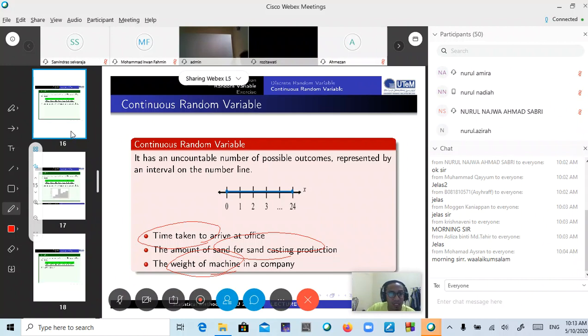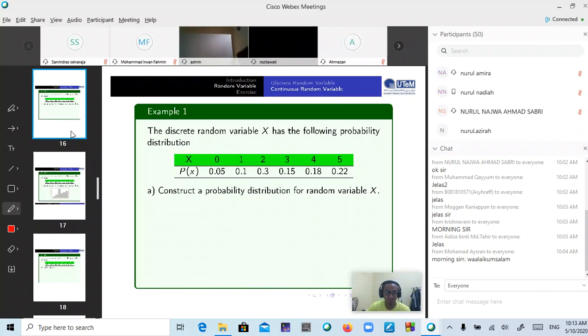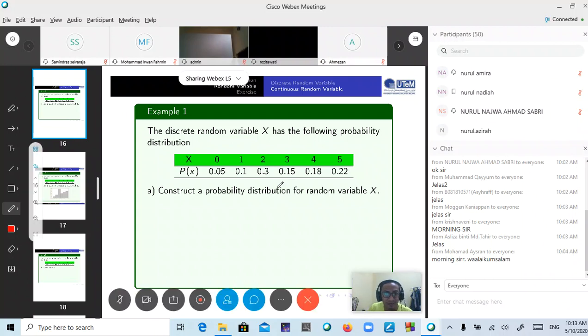Okay, so let's proceed to the example. The discrete random variable X has the following probability distribution. So you have this following distribution. Construct a probability distribution of the random variable X. In the question in your module, the probability is already given to you in terms of X, so you want to construct it. Here, we give the answer in terms of a bar graph.